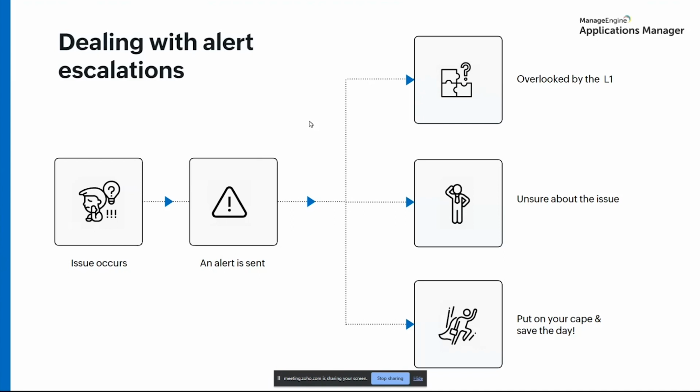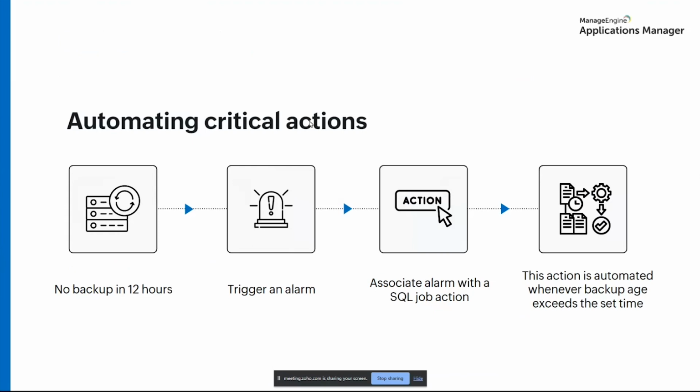Let us understand this with the help of an example. Let's say you have an MS SQL server that needs to be backed up every 12 hours, and due to some issue, it hasn't been backed up in the last 24 hours. Instead of manually scouring through, Applications Manager will help you automate actions via a custom script. The script will associate an alarm with the SQL job action, and this action can be automated whenever your backup age exceeds a set time.